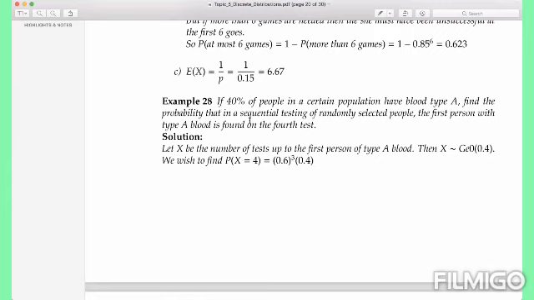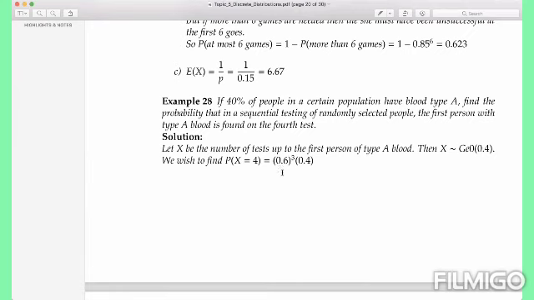Example 28: if 40% of people in a certain population have blood type A, find the probability that in a sequential testing of randomly selected people, the first person with type A blood is found on the 4th test. So if you see this 4th, then it means that you've done 4 trials. That's why it's 4. And even if you just substitute in the formula, you should be good to go.